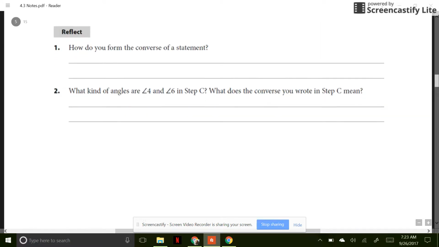So in general, how do we form the converse of a statement? We switch the hypothesis and the conclusion. So normally it's if P, then Q. The converse says if Q, then P.